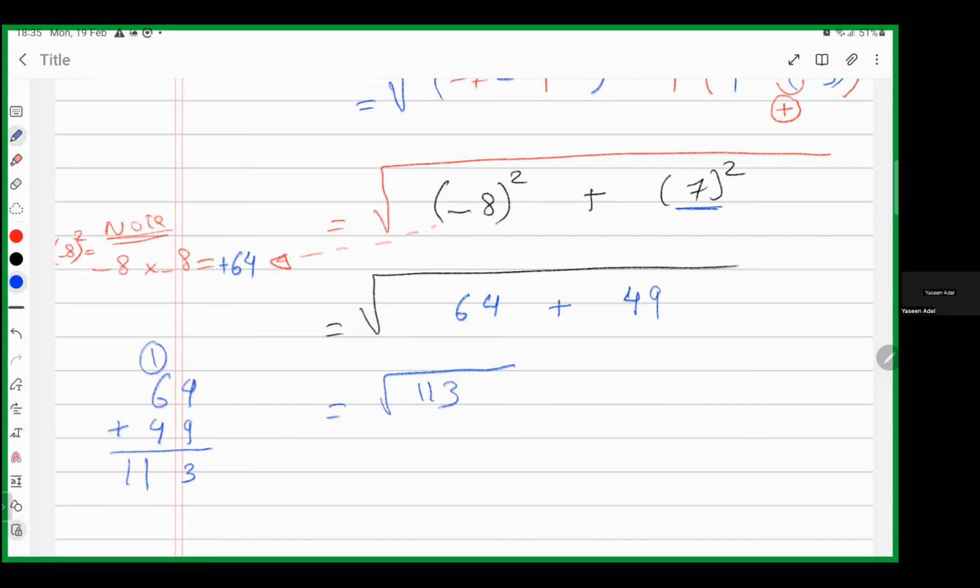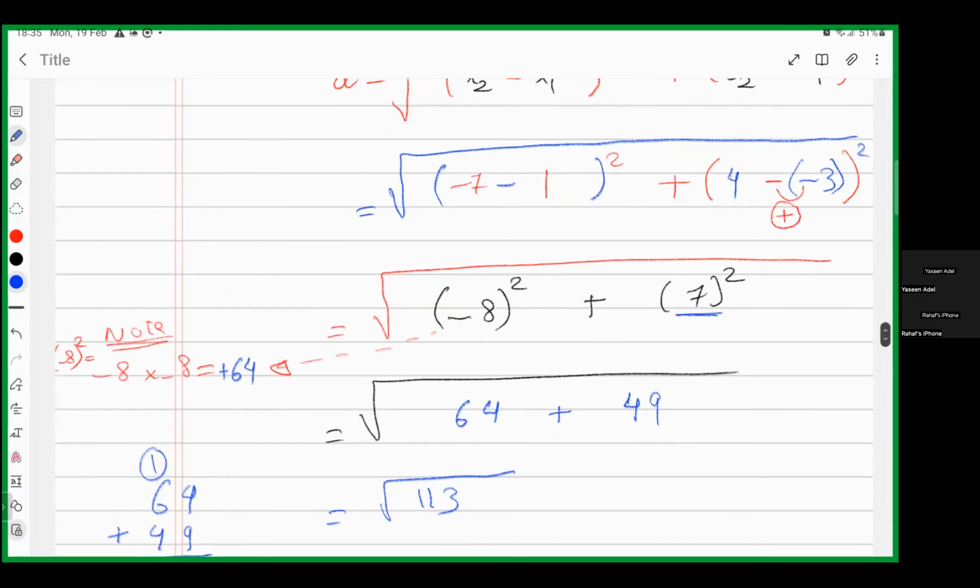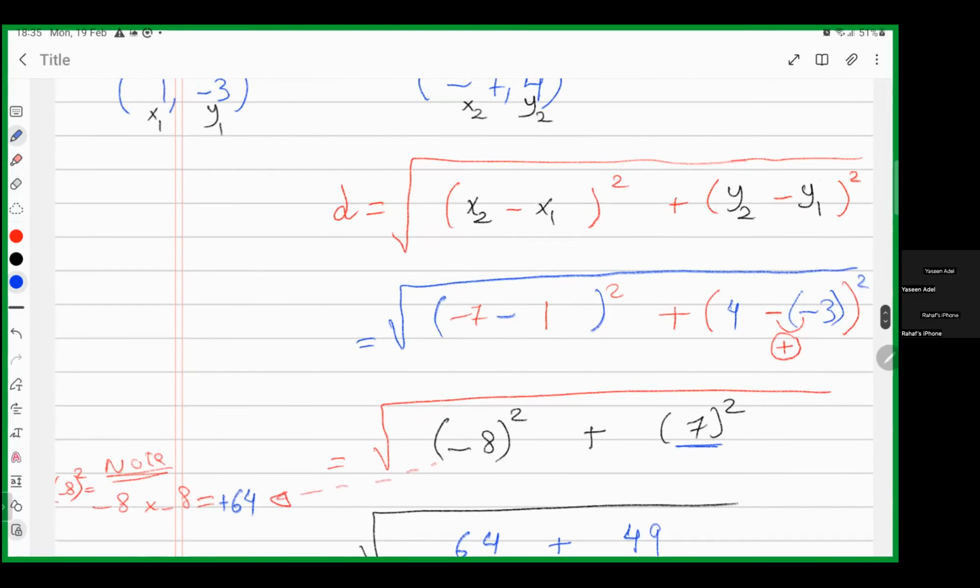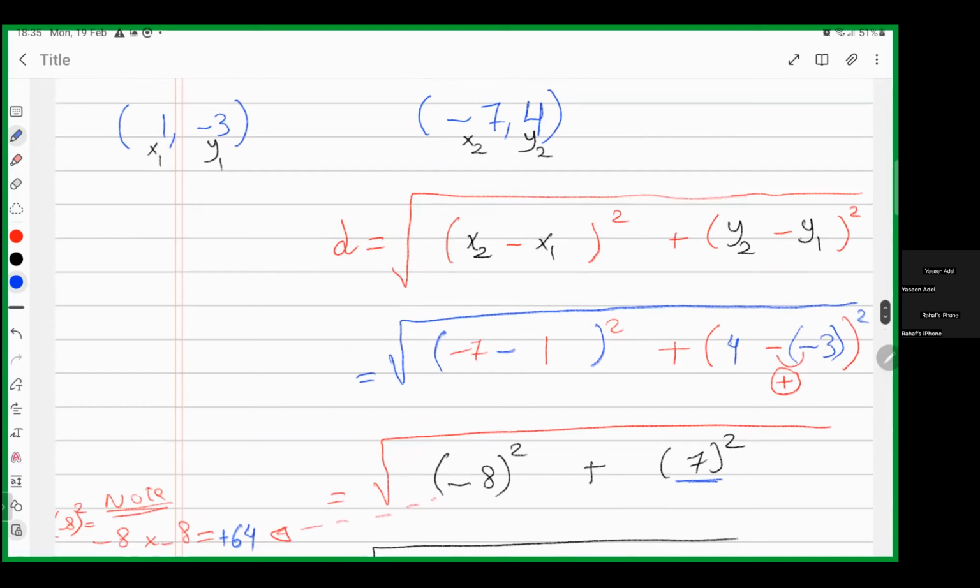113. So again, the main idea is the square root of the change in x squared plus the change in y squared.